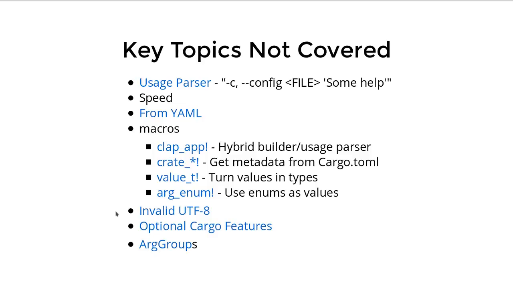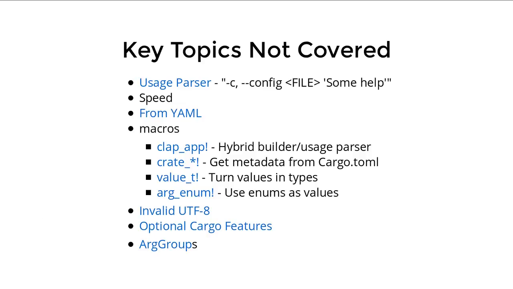We didn't talk about any invalid UTF-8 handling because that gets more complex, but Clap fully supports invalid UTF-8. For all of the value_of or values_of for the ArgMatches, you can request OS strings instead of just strings. The reason being, strings will panic if there's invalid UTF-8, which a lot of times when you're messing with paths and things on Linux, invalid UTF-8 is perfectly acceptable in those environments. But Clap allows you to handle all of those.